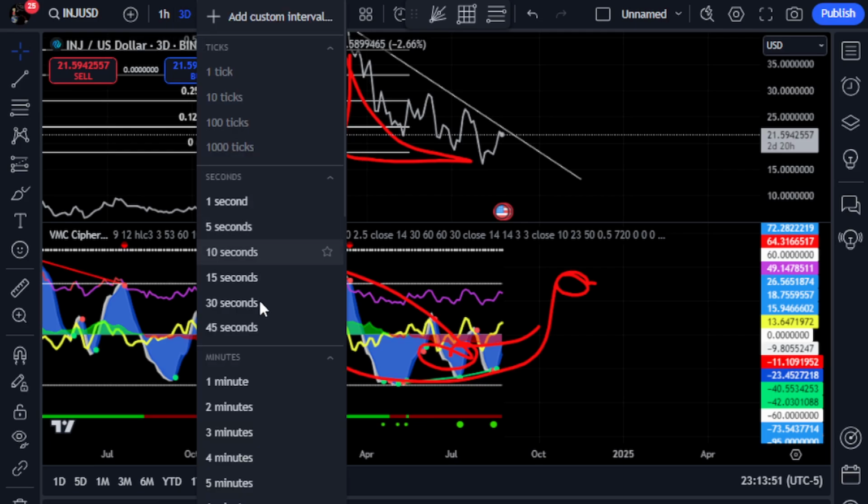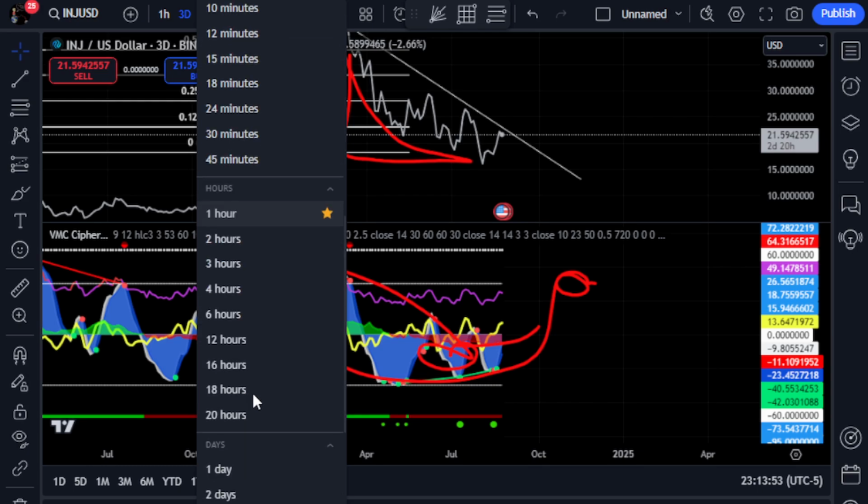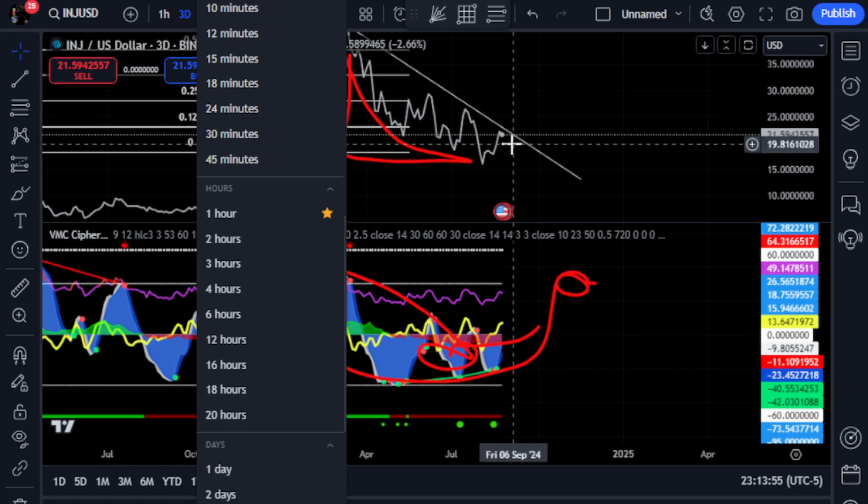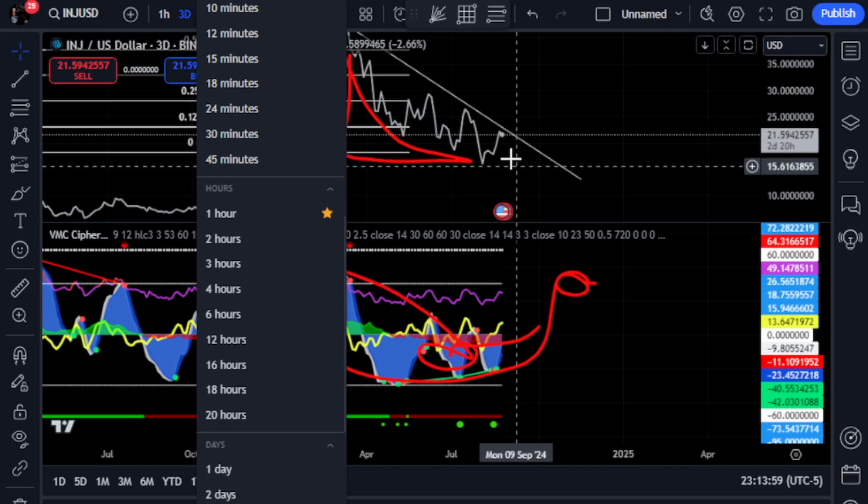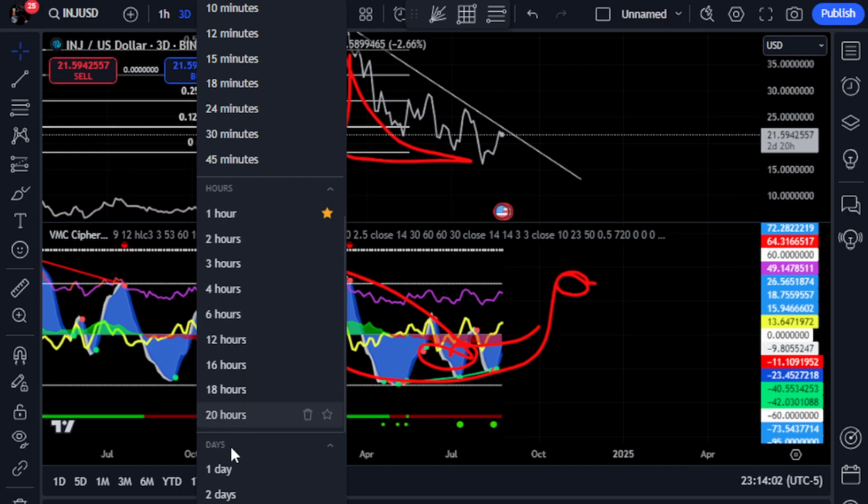Let's hop down to the daily. I mean, it may be time, or even just a little pullback, or maybe come back down and retest those lows. Let's take a look at the daily.